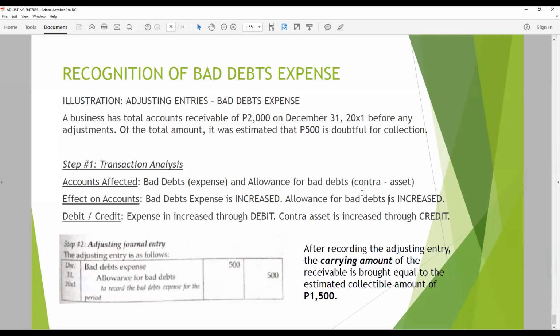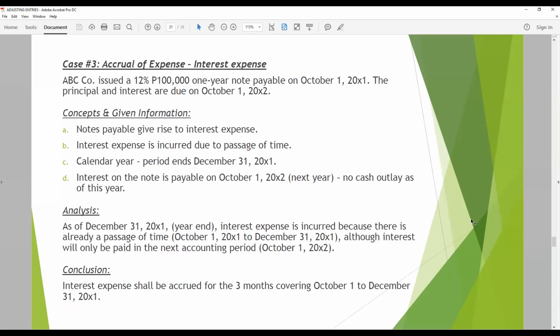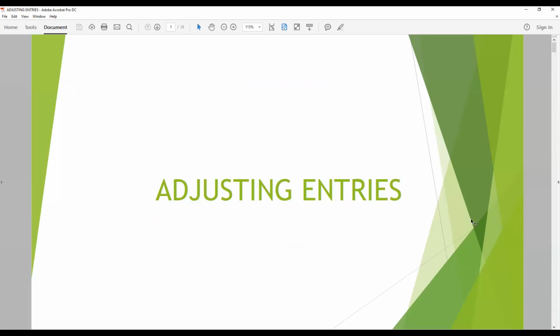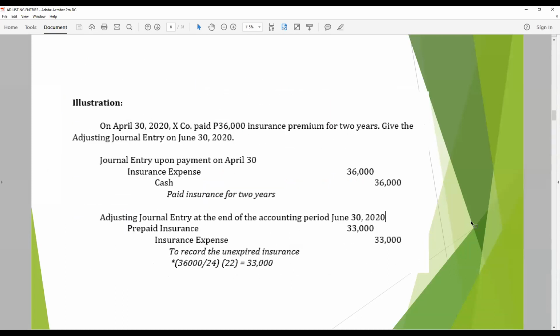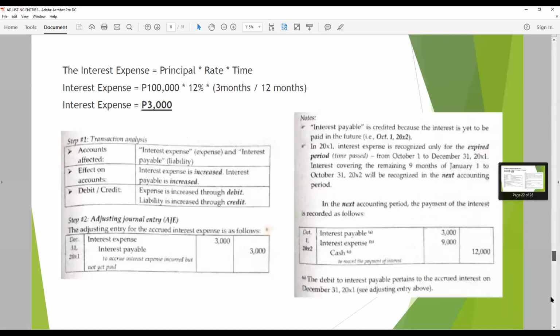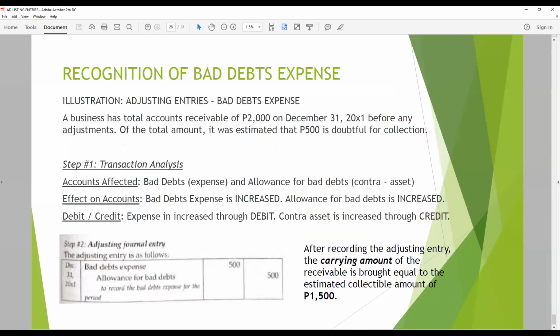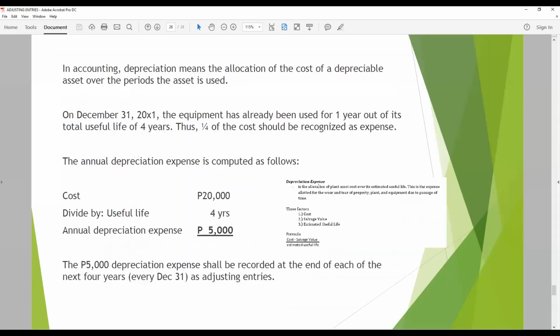So yan yung mga examples of adjusting entries. So meron ba kayong question so far? Done na tayo sa adjusting entries. So try natin mag-solve ng examples.